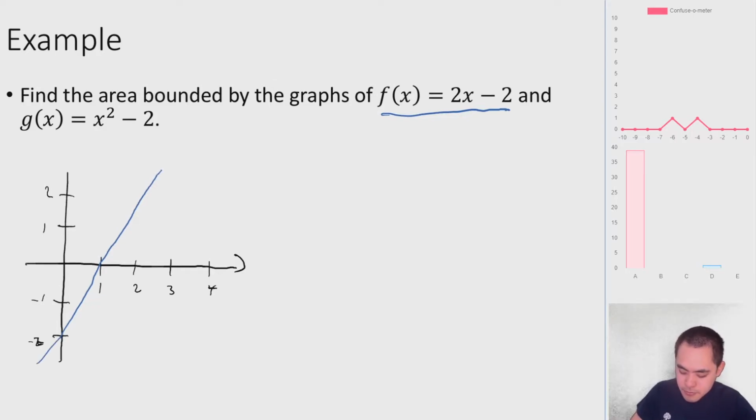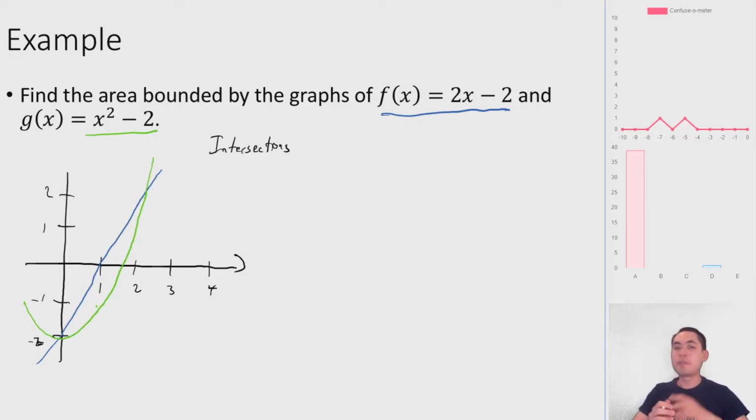And let's say we have x squared minus 2. Well, that's going to be a parabola that goes something like, it should cross at 2, minus 2. But what we can do is compute when these two things cross. I already know when they cross, but we have intersections.